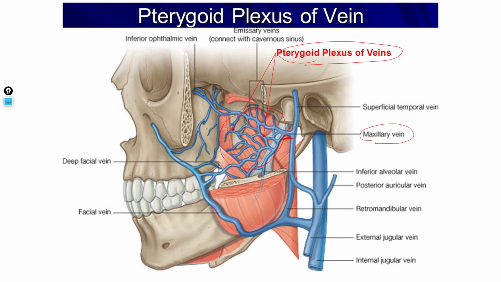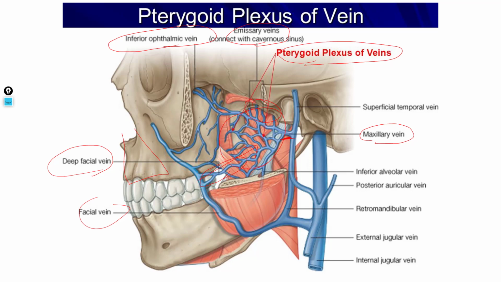So what are the communications of the pterygoid venous plexus? This plexus has a communication with the facial vein by a vein here. This vein is called the deep facial vein. So the facial vein connects to the pterygoid plexus through the deep facial vein, and the pterygoid plexus is connected to the cavernous sinus by emissary veins. So this is a route of communication. When there is any infection from the face, it travels to the pterygoid plexus and to the cavernous sinus. That's why this area of the face is called the dangerous area of the face. So one communication of the pterygoid plexus is with the facial vein, the second one is with the cavernous sinus, and the third one is with the inferior ophthalmic vein.